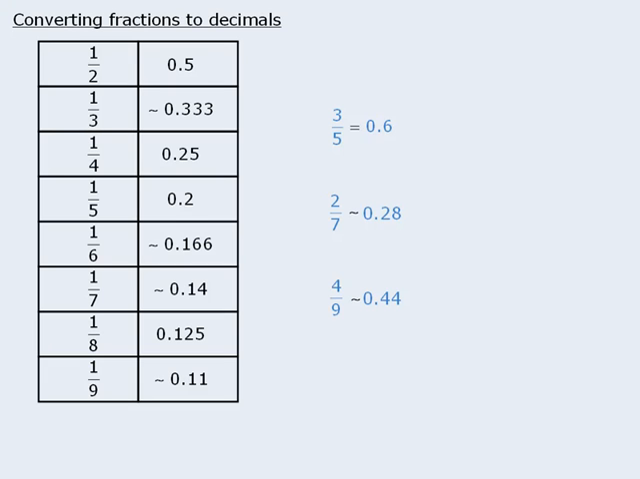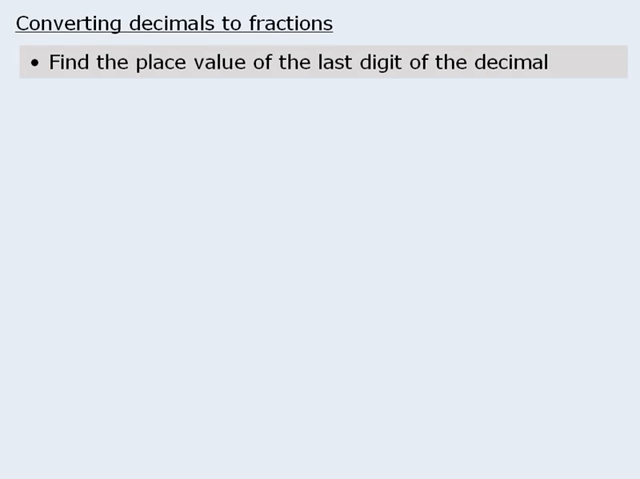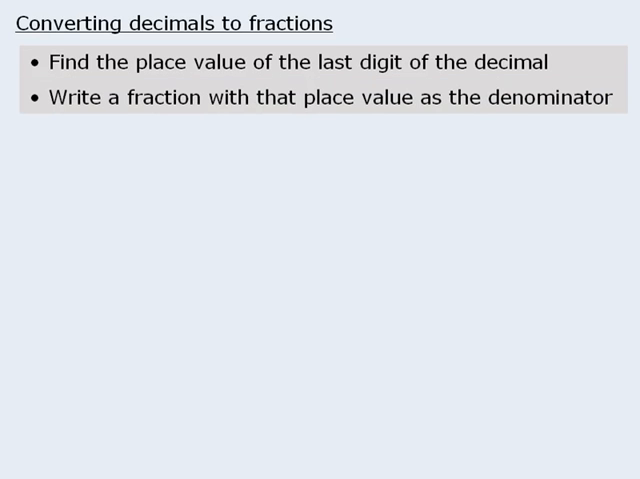Okay, now let's reverse the process and learn how to convert decimals to fractions. The steps here are as follows. First, find the place value of the last digit of the decimal, and then write a fraction with that place value as the denominator. Here's how it works. To convert 0.35 to a fraction, we first need to find the place value of the last digit, which is 5 here. Well, we can see that 5 is in the 100th position.